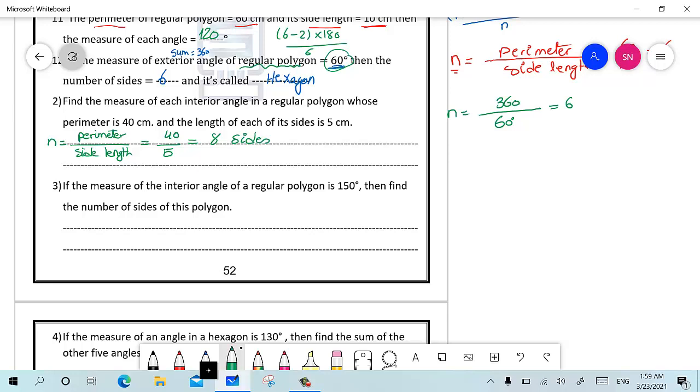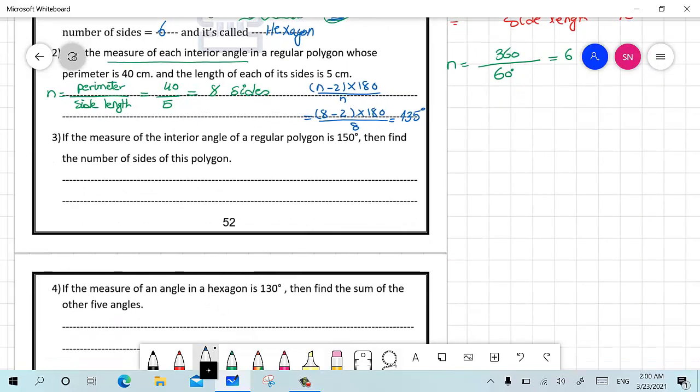Now easily I can go and find the measure of each interior angle using the rule n minus 2 times 180 divided by n. So this is 8 minus 2 times 180 divided by 8, and this equals 135 degrees. So the measure of each interior angle is equal to 135 degrees.